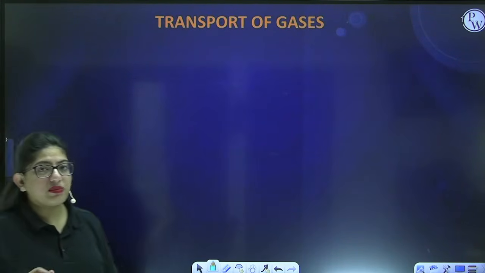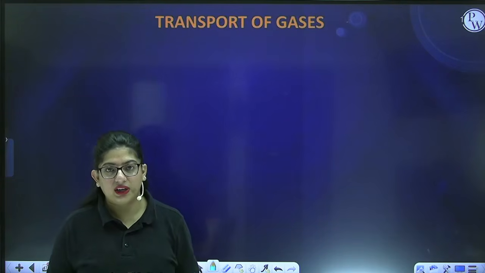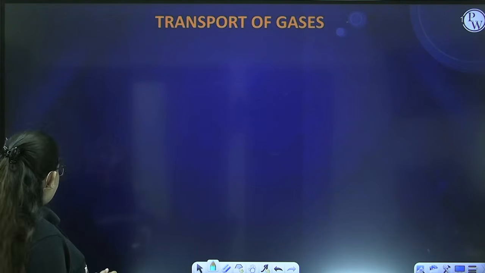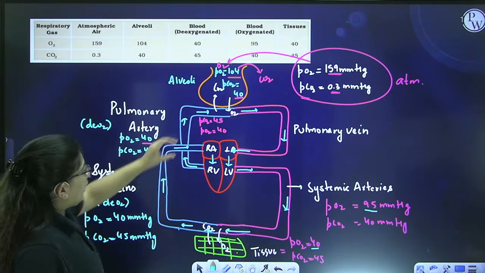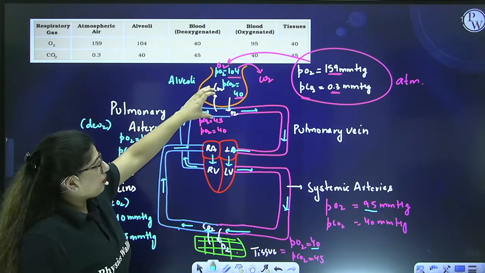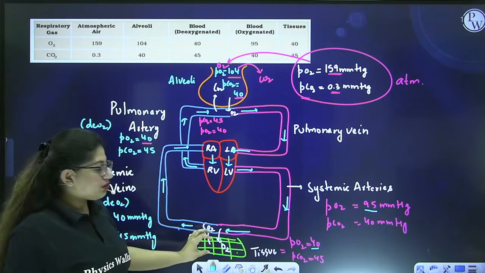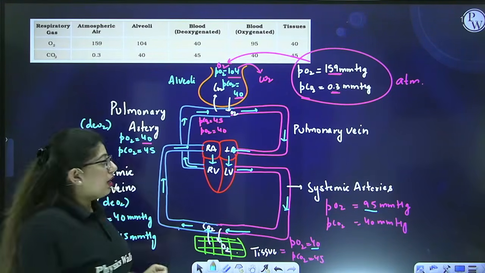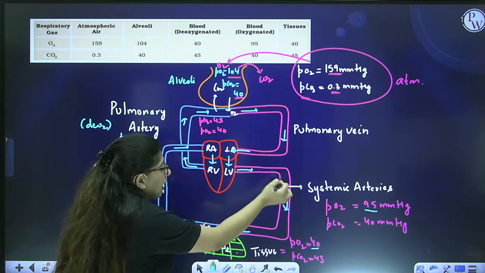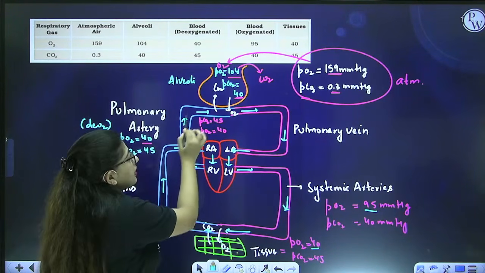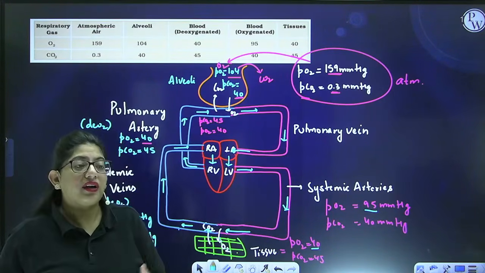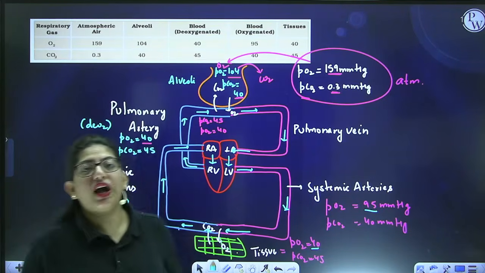So this was about how the gas exchange takes place. Like we said, exchange takes place at two positions, one between blood vessel and alveoli, another between tissues and the blood. This is what happened. But how does the entire transport of oxygen take place, or how does the entire transport of CO2 take place? We have to see that.